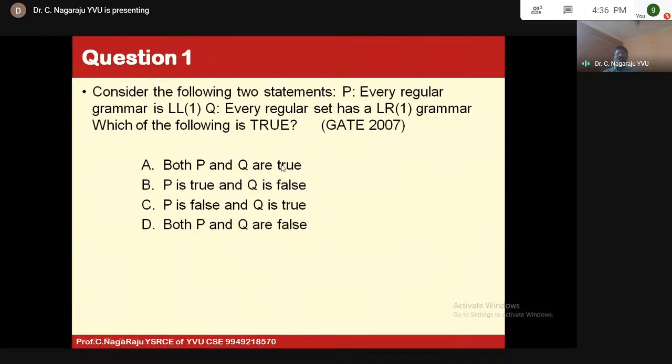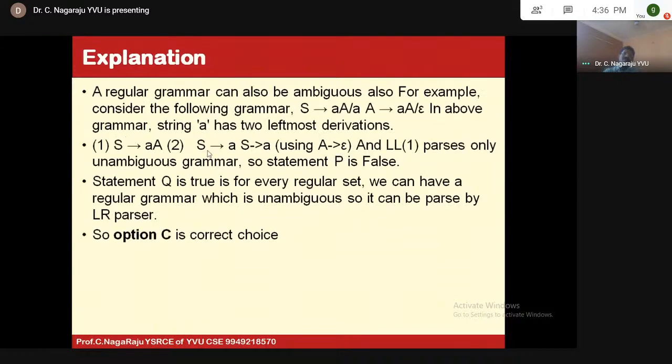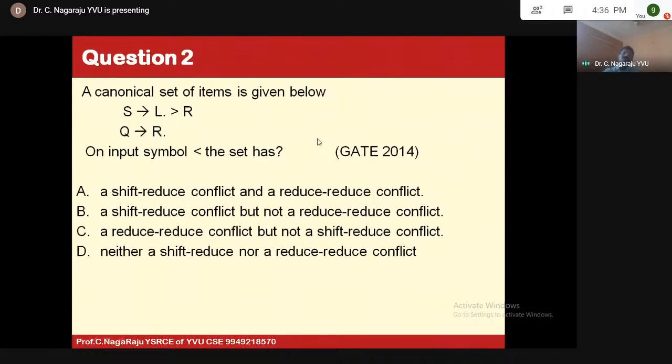In 2007 we got this question. Only two statements were given. That's why you should concentrate more on the basics, not just on the problems. When you get the basics, you can solve the problems easily also. Next, the second question: a canonical set of items is given below.